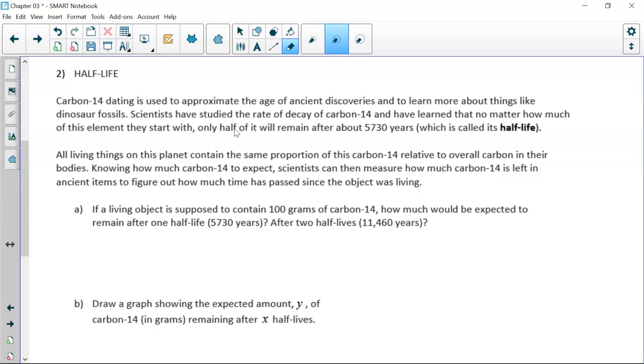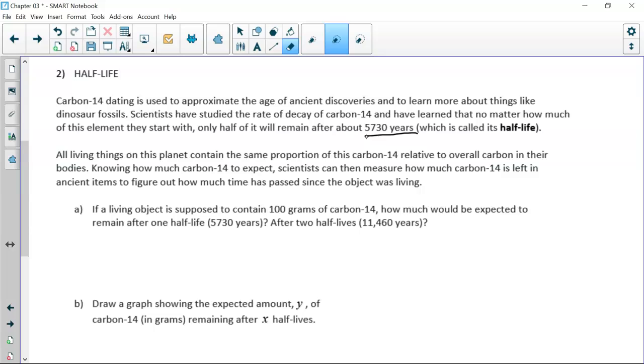They can use carbon to discover how old an object is because of the half-life, knowing the rate of decay for a certain carbon-14. So they're saying that the half-life is 5,730 years. So what half-life means is it's losing half of its amount of carbon over that time period.